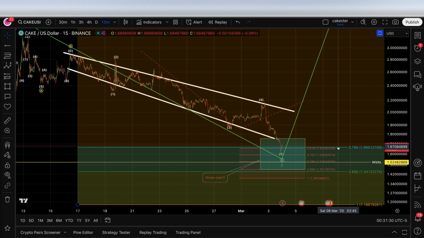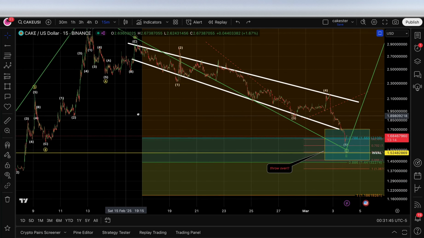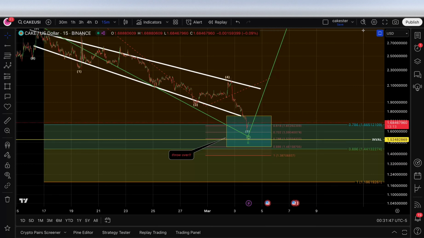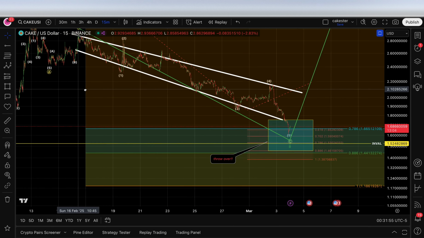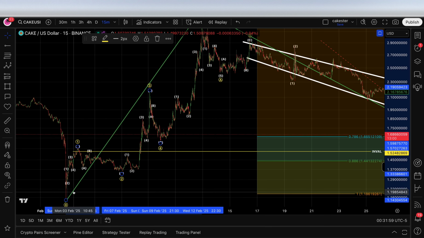And as you guys can see, we did come down to the 78.6% fib here. So you may see chop around this region from current prices down to around $1.52, before we see the next push to the upside. Invalidation would be to see a daily close below $1.52, in which case we would have to reevaluate the count. But so far, this is what I see on cake on the 15-minute time frame.